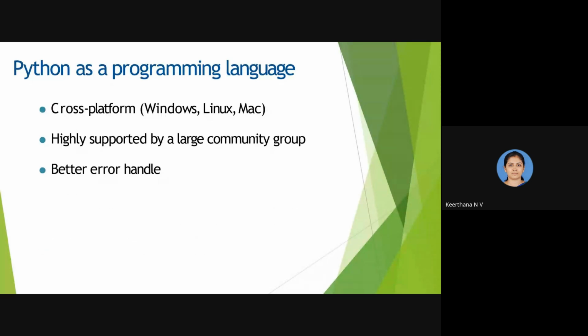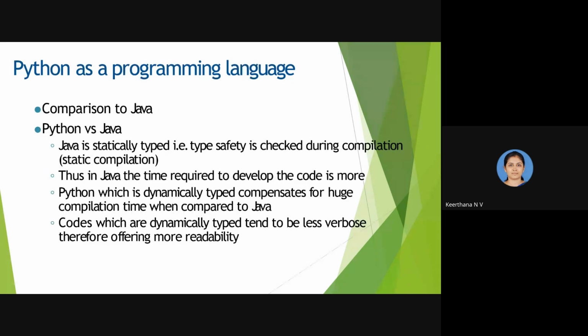It has high standards of readability, supports cross-platform use, and has better error handling when compared to C, C++, and Java, because the code is very simple for the user to understand. In comparison to Java, Python is very easy to implement and easy to write code in, and it supports static compilation of code rather than dynamic compilation.